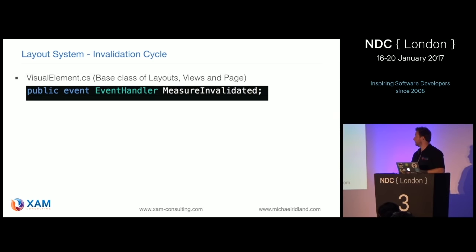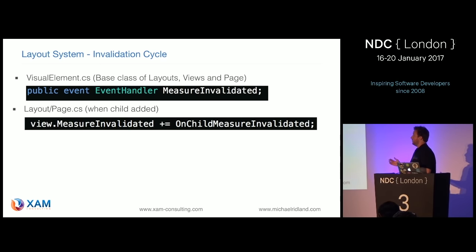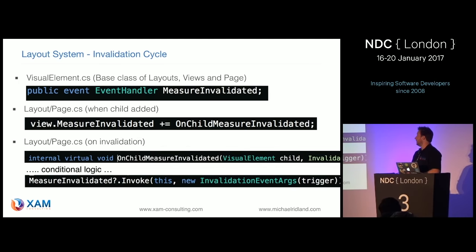In the invalidation cycle, every visual element, which is the base class of layouts, views, and pages, has a measure invalidated event handler. This is from the source code of Xamarin.Forms. You will never actually see this when you're building. This is just for theoretical purposes. Every time a child is added to a layout or a page, that page hooks onto that child's measure invalidated event. Then when, say, the text changes in a label, onChildMeasureInvalidated is called, and then it goes through some conditional logic, and then it calls the event on itself, which will call the method on the parent.